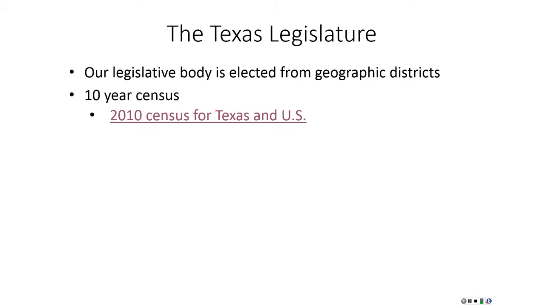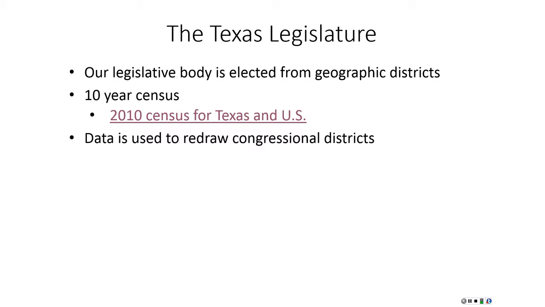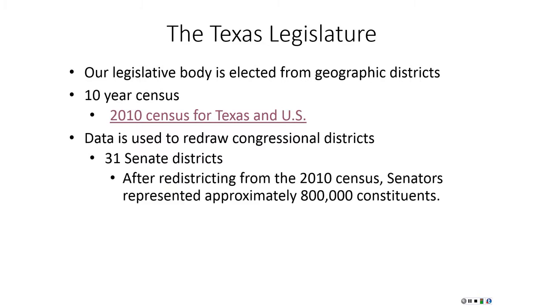The reason the census is important is because this data, this number, is used to redraw our congressional districts. We redraw our senatorial districts. We redraw our House districts. In Texas, we have 31 Senate districts, so we have 31 state senators. After we redistricted from the 2010 census, senators represented approximately 800,000 constituents. So every Senate district has approximately 800,000 people in it.